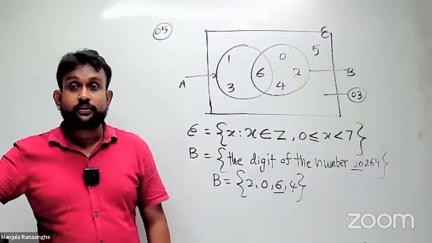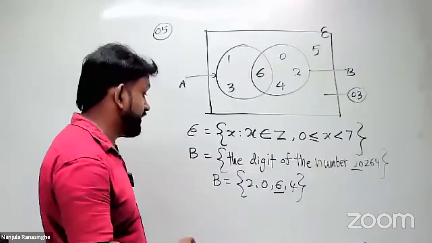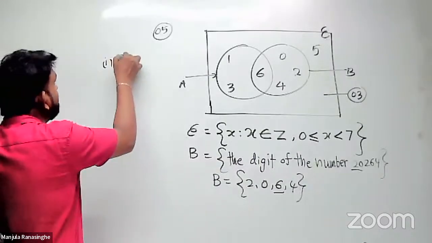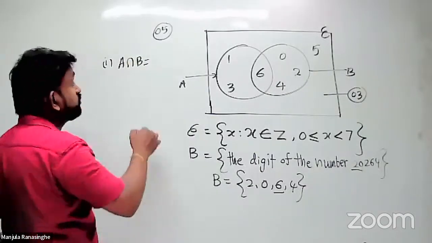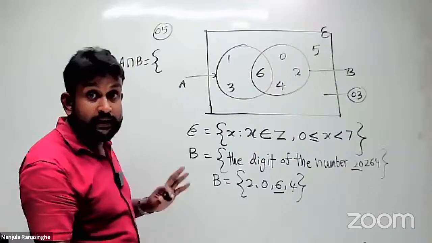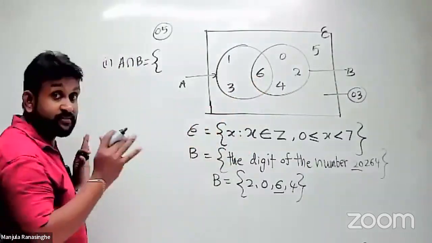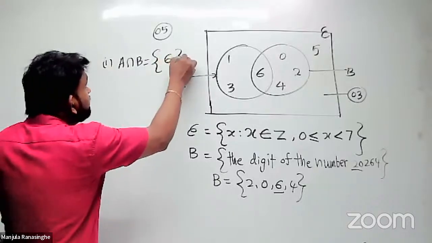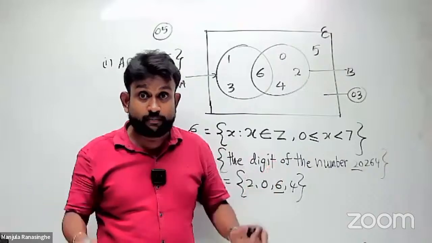Write the set A intersection B. The A symbol is missing too. A intersection B. Write the set A intersection B with its elements. Intersection means this region, 6. So as a set, you have to write within curly brackets, with its elements.